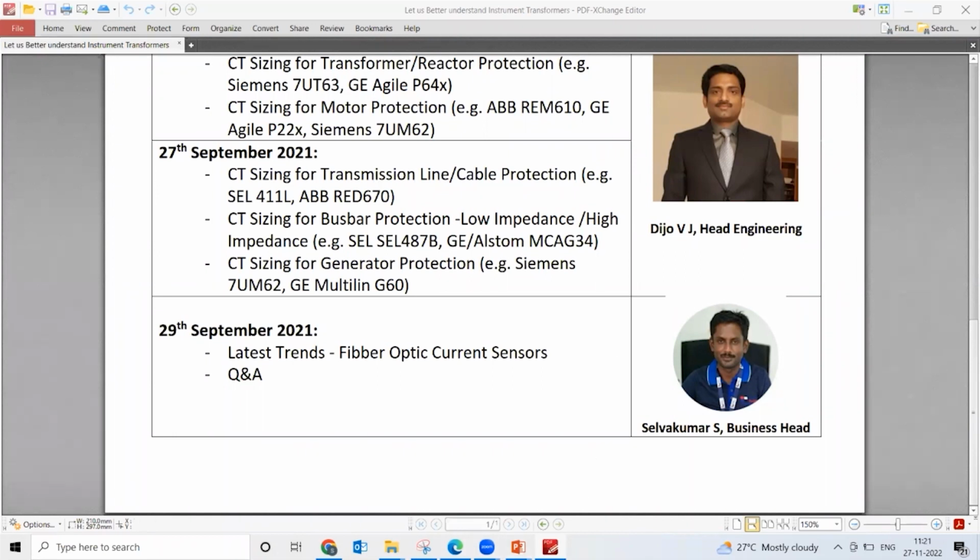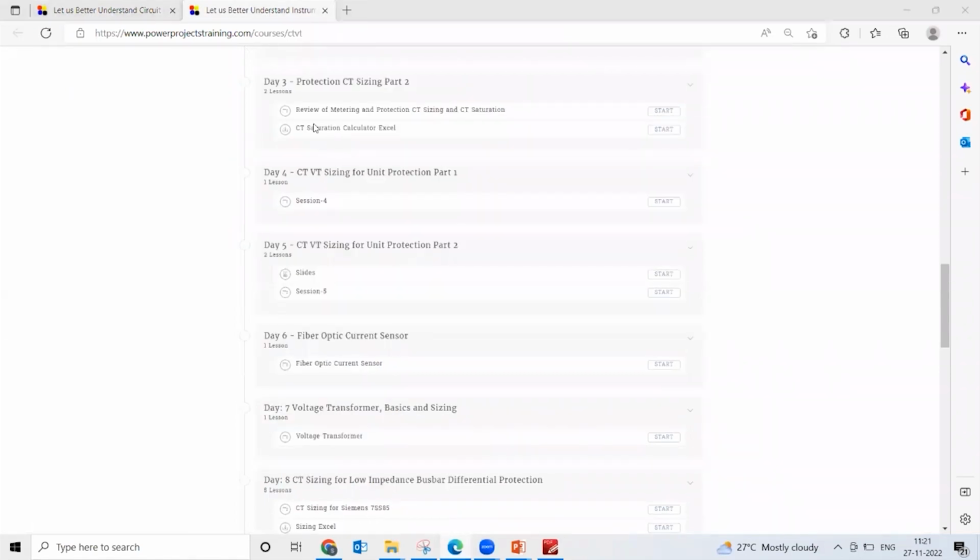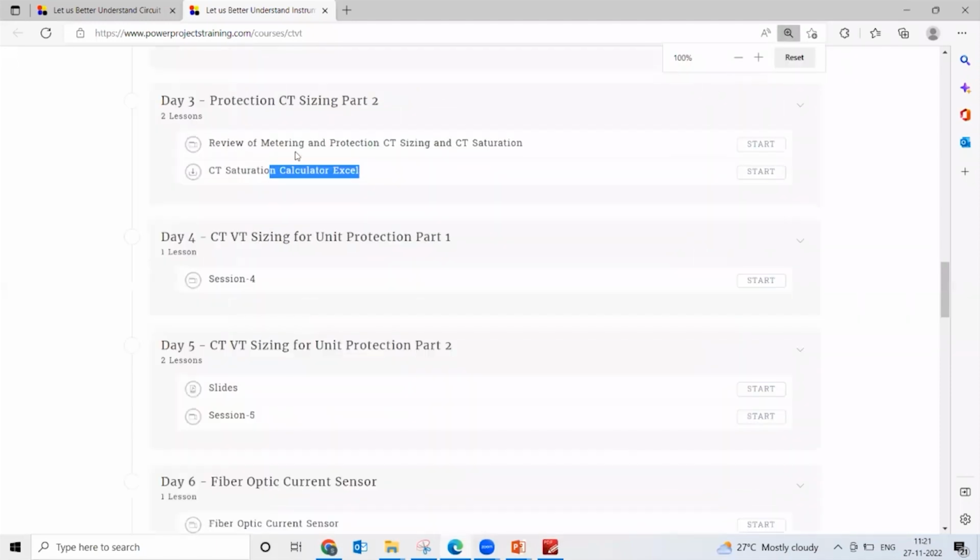In fact, the Excel here, the CT saturation calculator Excel, is a downloadable resource which you will be able to download. That will show you the graph of what the output CT current is, depending upon the fault current, the CT selected, and of course the CT ratio. So CT output will not be zero like we think. There is no digital point where this will become zero. The answer is no, CT will not saturate 100%. It is a partial saturation, and the output will be a distorted waveform.